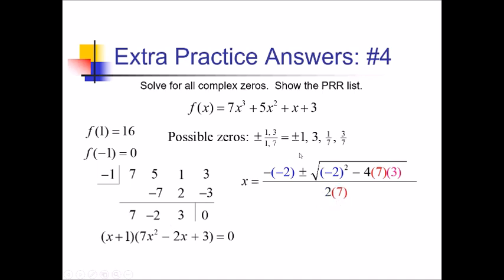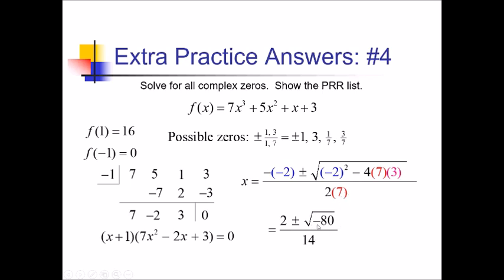Simplifying a bit, we have 2 on the outside there, since -(-2) is 2. Plus or minus, we have 4 in here when we square the -2. But now we're subtracting, what is this? Let me just do this a little bit out of order. 7 times 3 is 21. 4 times 21 is 84. So we're doing 4 minus 84. That's a grand total of -80 inside there. And then we have a 14 in that denominator.